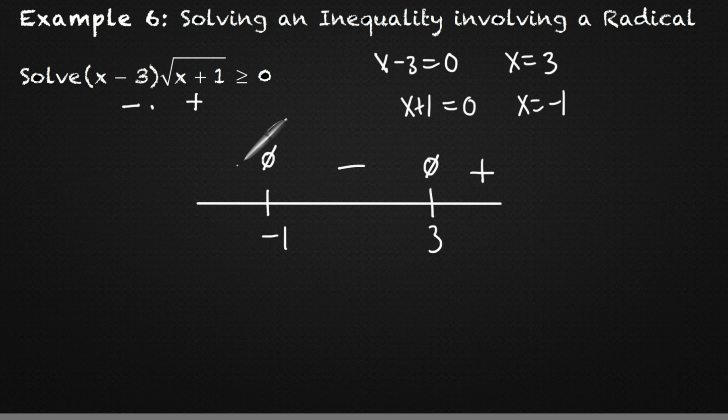Now, I want you to notice something here. When you try to plug in a number smaller than negative 1, it doesn't work. Let's say we plug in negative 4. Well, negative 4 plus 1 is negative 3. You can't take the square root of a negative number. So in this region, you're not going to put a minus or a plus. You'll put an x, which basically means there's nothing over here. It's undefined over there.